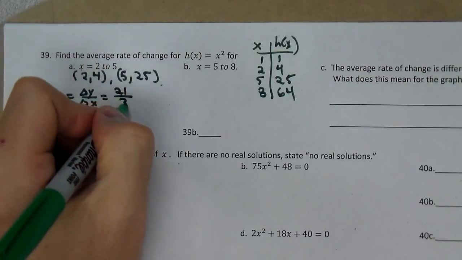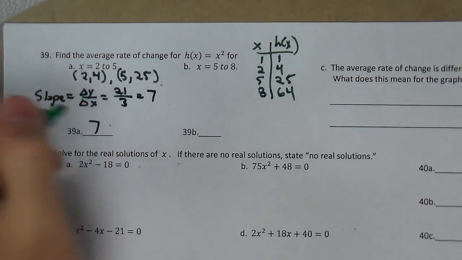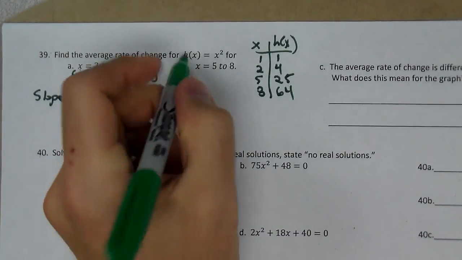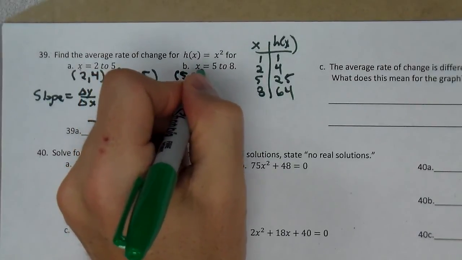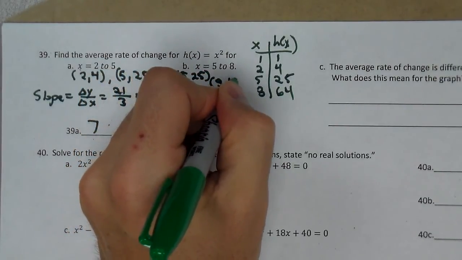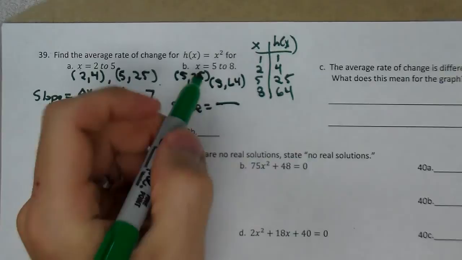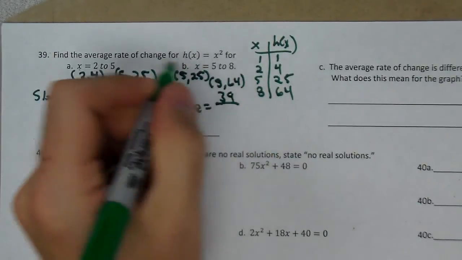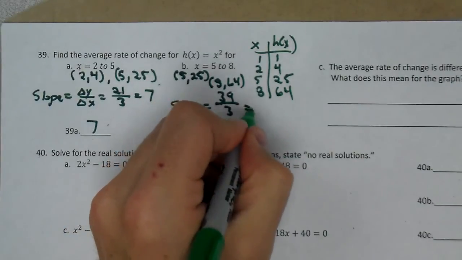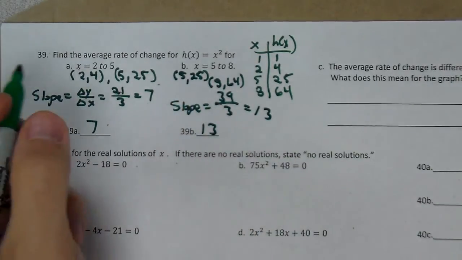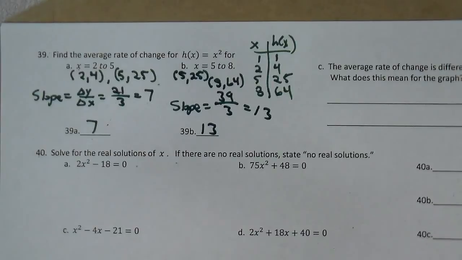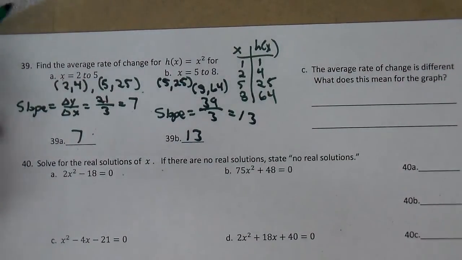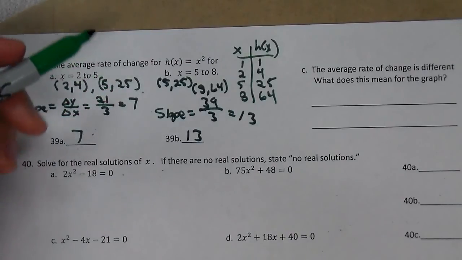I went from 2 to 5, it went up 3, so my slope is in fact 7. Now when we go from 5 to 8, 5 being 5 squared, 25, and 8 being 8 squared, 64, my change in y, 64 minus 25, is 39. Change in x is 3, that reduces to be 13. So the average rate of change is different than the graph, because in a parabola, the slope is not constant.